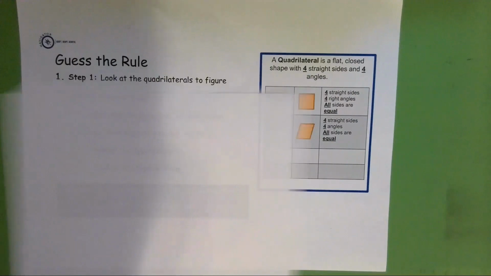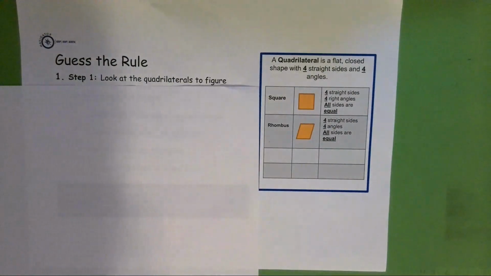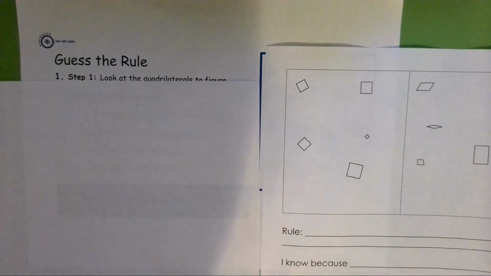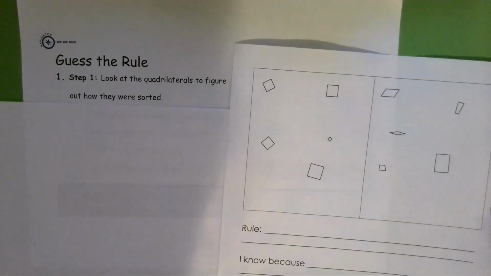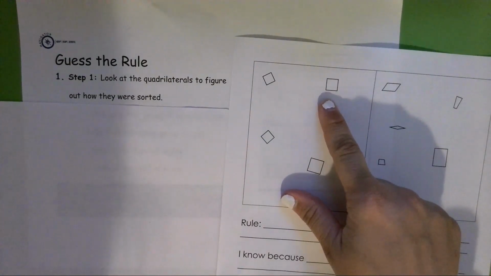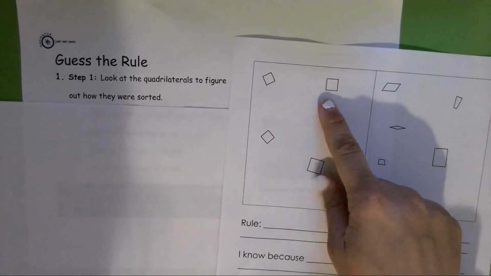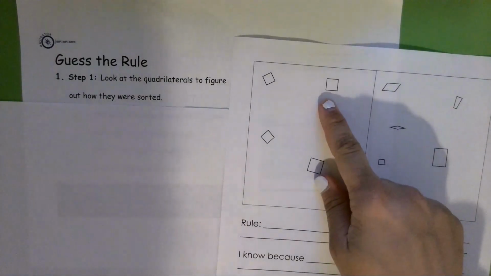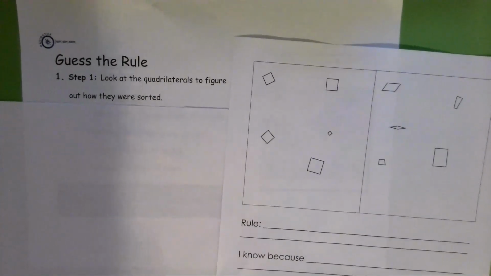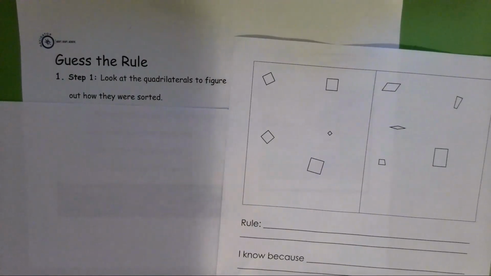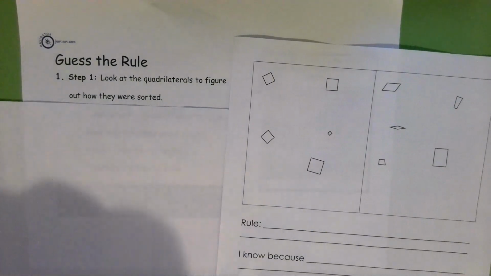Now let's play our game. We're going to play a game called Guess the Rule. Step 1. We need to look at the quadrilaterals to figure out how they were sorted. What is this shape? Say your answer out loud. I bet you said it's a square. What do you notice about the square? I bet you said you notice that a square has 4 straight sides and 4 angles.